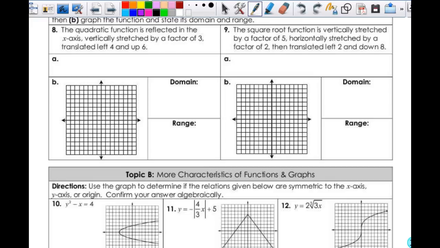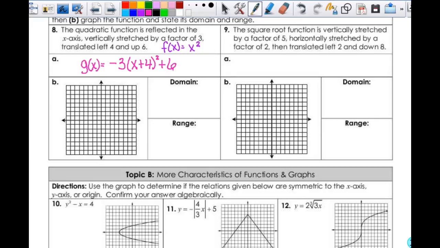So if my f of x is equal to x squared, because it's quadratic, then g of x is equal to, see, it's reflected in the x-axis, so the negative is on the outside, and vertically stretched by a factor of 3, so that's negative 3. Translated left 4, so this is going to be x plus 4 squared, and up 6 would be plus 6. That's what my function looks like.